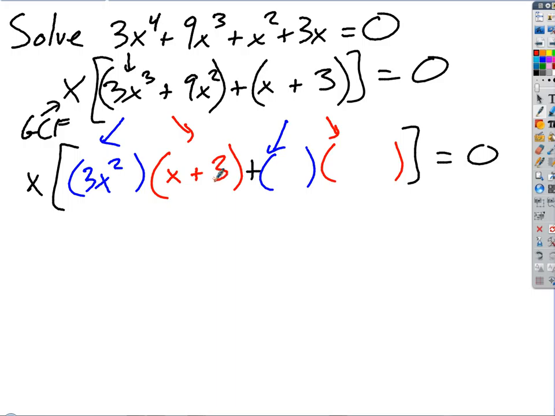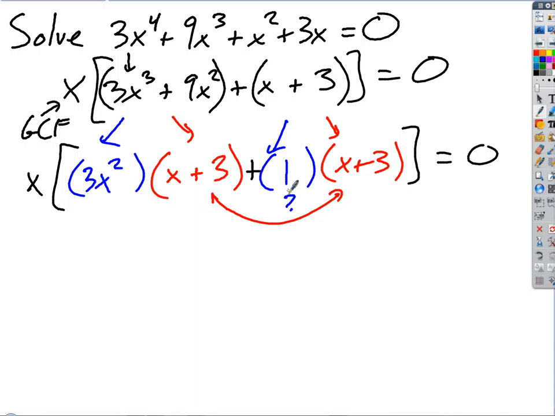Okay, now remember, I know that for this to work, that has to be x plus 3, right? The question is just, can that work? Is there something that I can undistribute to get an x plus 3? Well, I've already got an x plus 3. So it's a 1 in this case. Okay? So now I've got the thing grouped.